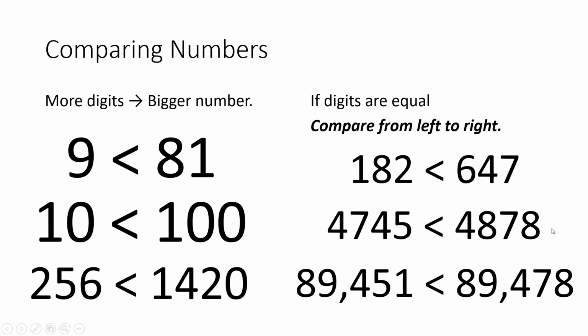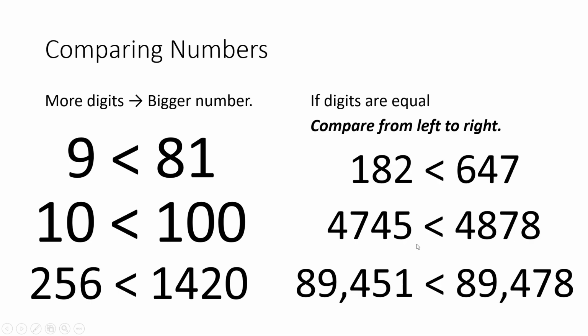4745 and 4847. We compare them from left to right because they both have four digits, which is equal for each of them. So we take 4 and 4, which are the same. Again, we compare: 7 is less than 8, which makes 8 bigger than 7, and 4847 is bigger than 4745, right?